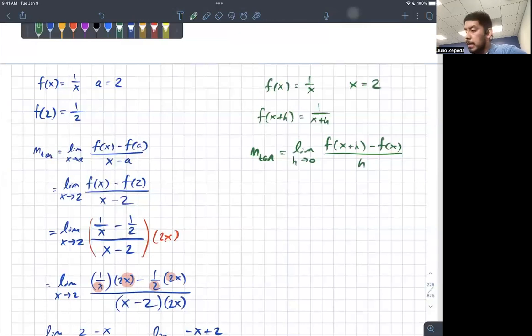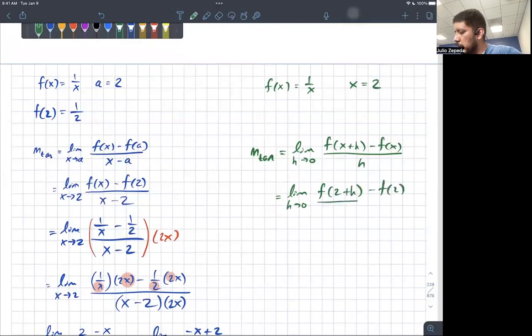And let me go ahead and plug in my actual x value. So the limit as h approaches 0 of f of x, which is 2 plus h minus f of 2 divided by h. So we need to find these two expressions here. F of 2, we found that one earlier, it's just right there. And then f of 2 plus h is equal to 1 over 2 plus h.